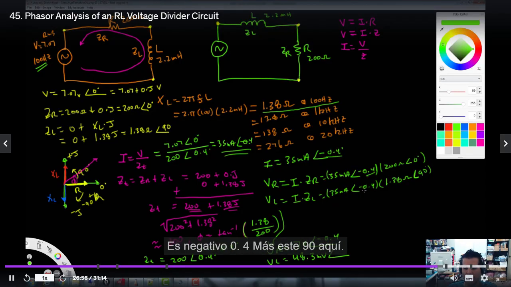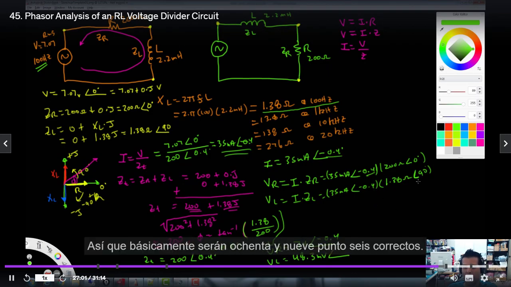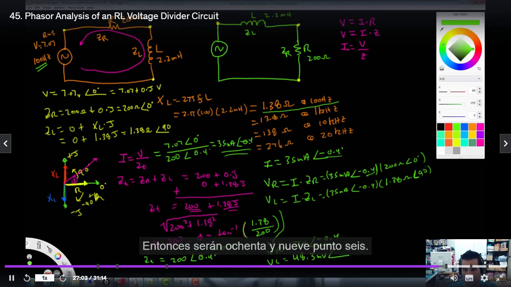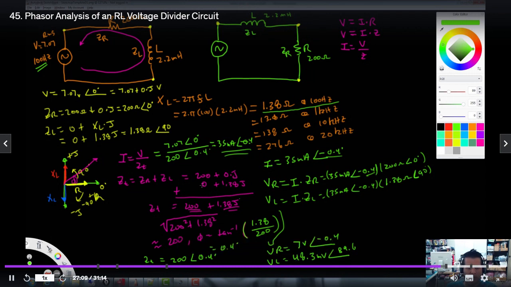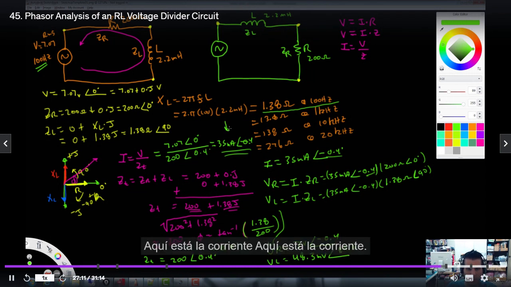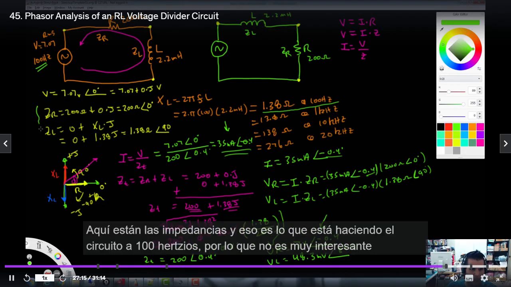It's negative 0.4 plus this 90 here, right? So basically it's going to be 89.6. So that's it. Those are the voltages. Here's the current. Here are the voltages. Here are the impedances. And that's what the circuit is doing at 100 hertz.